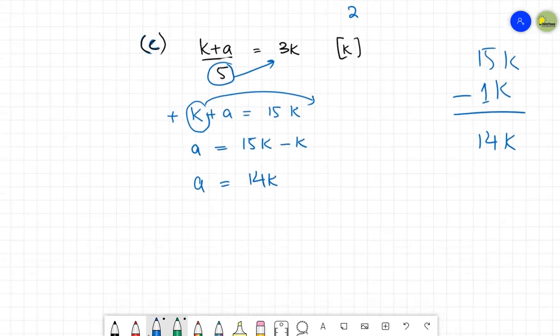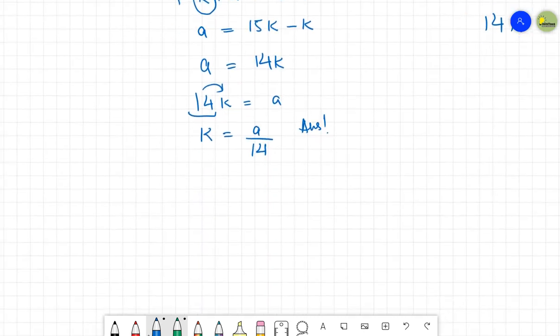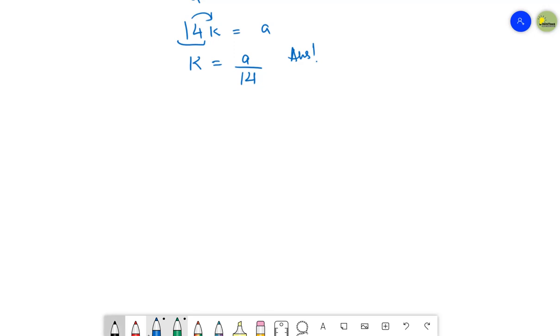Since the variable is on the right hand side, let me flip the equation. It becomes 14K equals A. Now, since I want the value of K, this 14 needs to be shifted to the other side. Right now it is in multiplication, so it will be divided on the other side. So K is equal to A divided by 14. This is going to be your answer. Right? I hope this is understandable. Let me move towards part B.